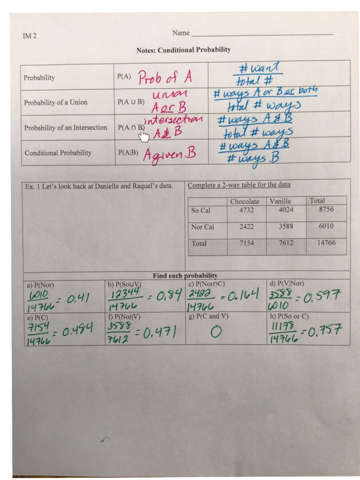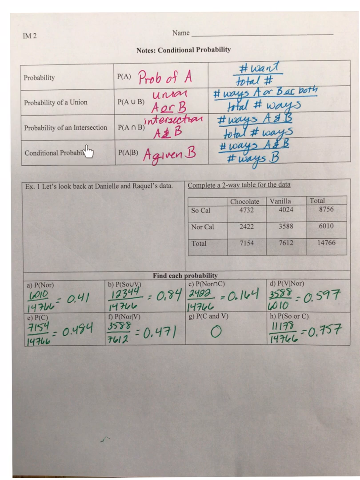Intersection, this upside down U, means A and B. So you have to have A and B at the same time. You have to have both of them. So it's the number of ways to get both of them at the same time over the total number of possible things you can get.